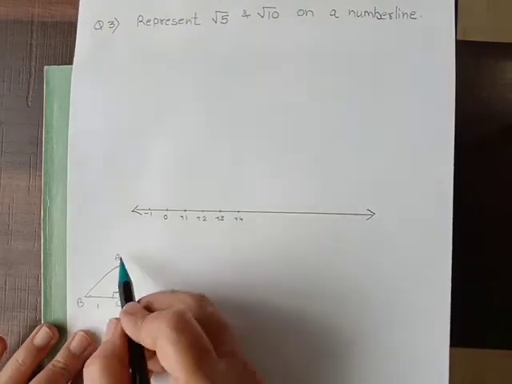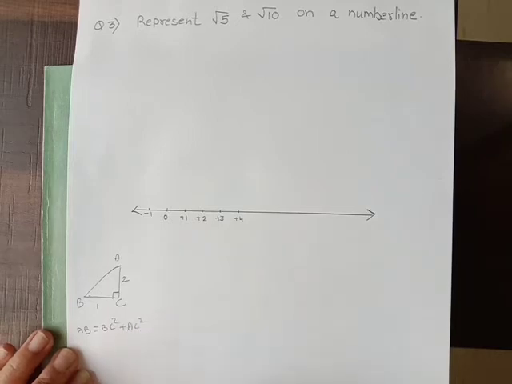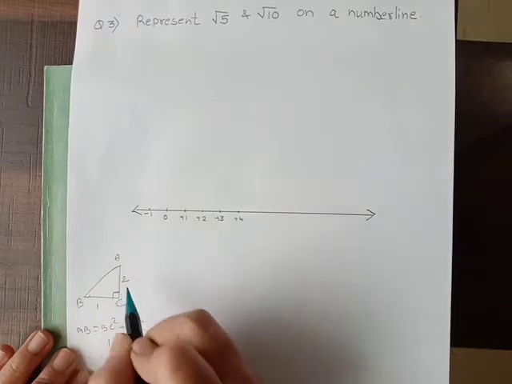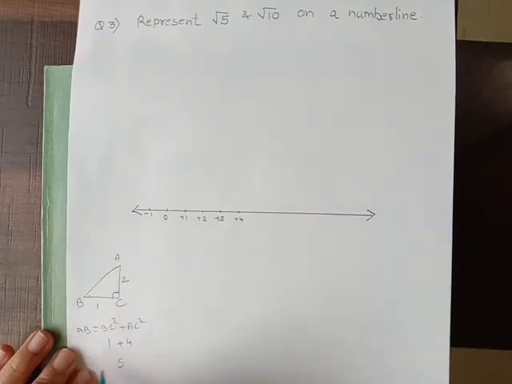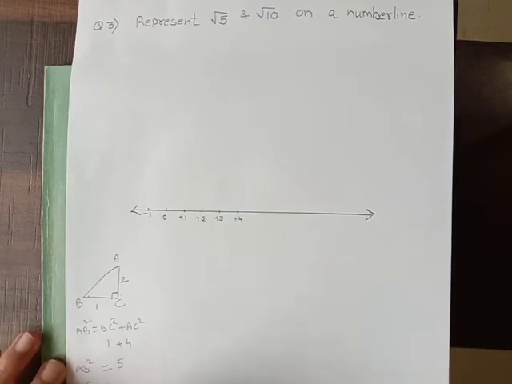Then what will be AB? AB square will be equal to BC square plus AC square according to Pythagoras theorem. Now your BC is 1, 1 square is 1, and AC is 2, 2 square is 4. And so your AB square becomes 5. So what will your AB be? Your AB will be root 5. So this is the principle we are using.